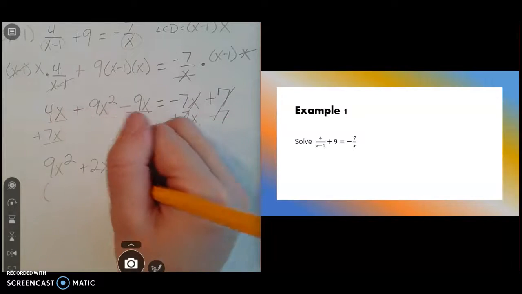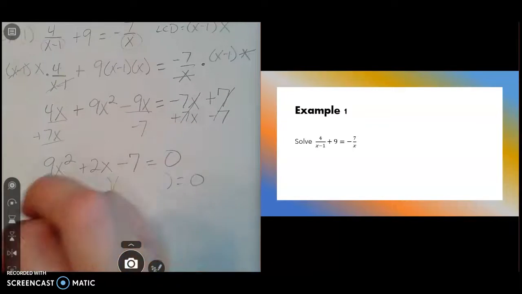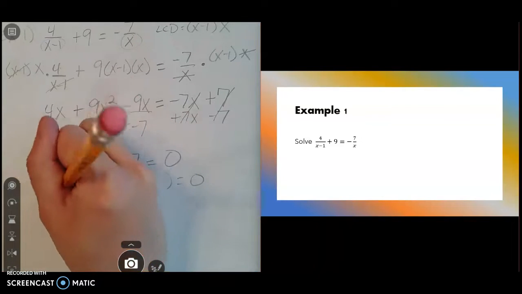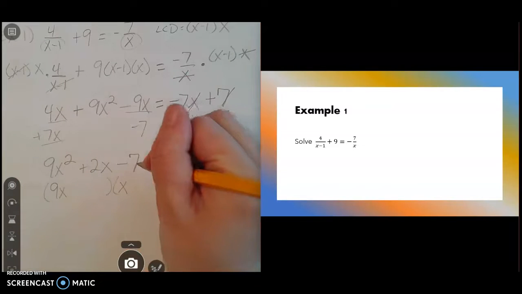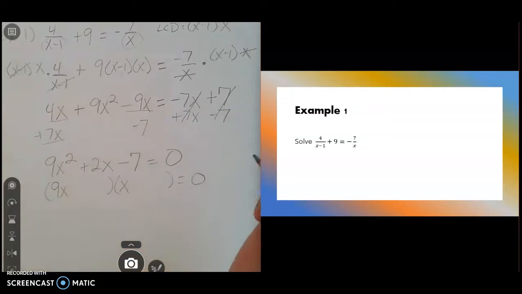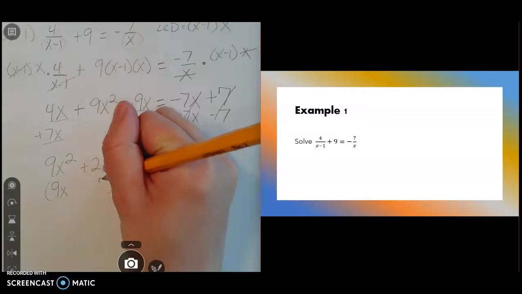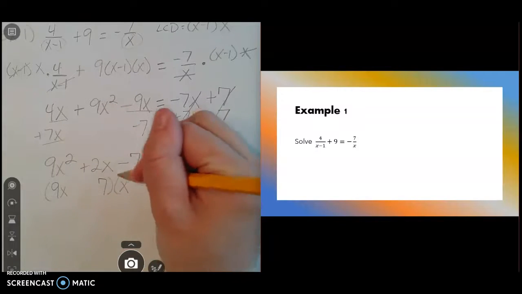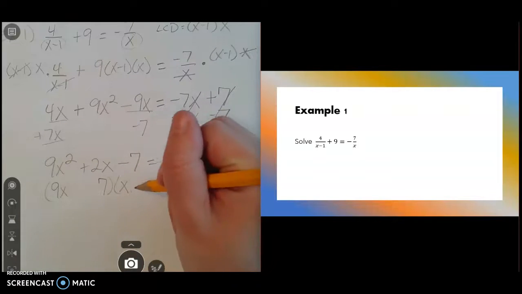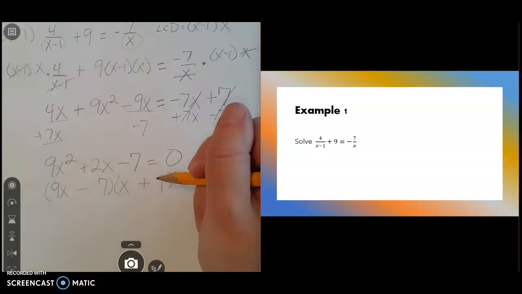To get 9x squared, your options are either 9 and 1 or 3 and 3. Let's try 9x and 1x. To get the 7, it's 7 and 1. It's nice and prime, but it's just a matter of where does it go, you know? So here's a 7 and a 1. To get a negative 7, one of them is negative and one of them is positive, okay?